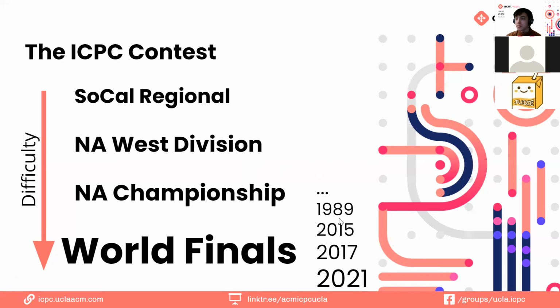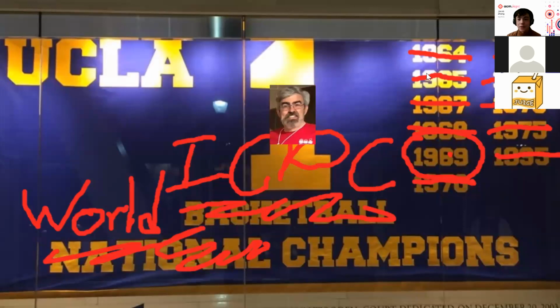As you can see, UCLA has qualified for World Finals in 1989, 2015, 2017, and 2021. So the story I would tell from that is a long time ago we were good, then there was a long time of not being that good, and now we're good again. Yeah, we actually won ICPC in 1989, and Smallbird was either on that team or the coach. I forget which one, but Smallbird was involved.